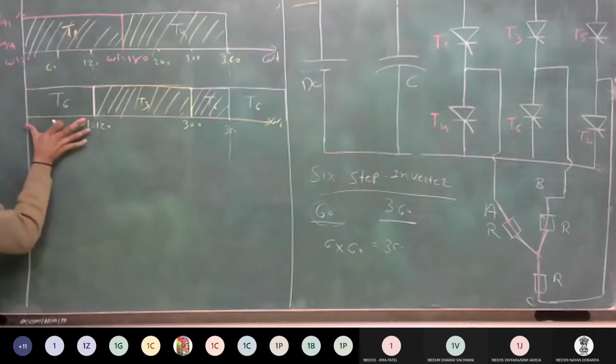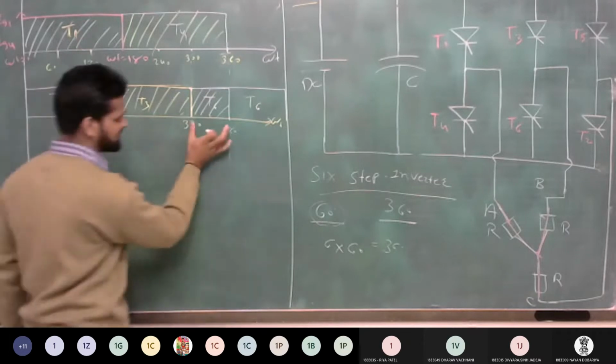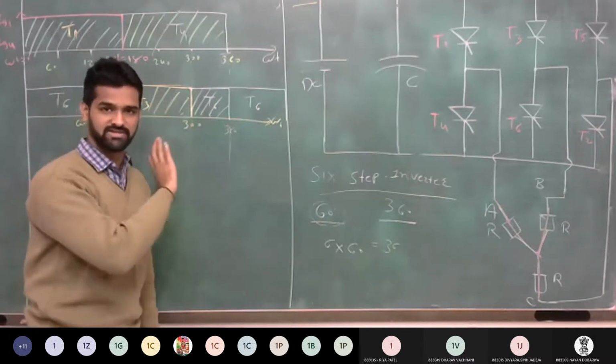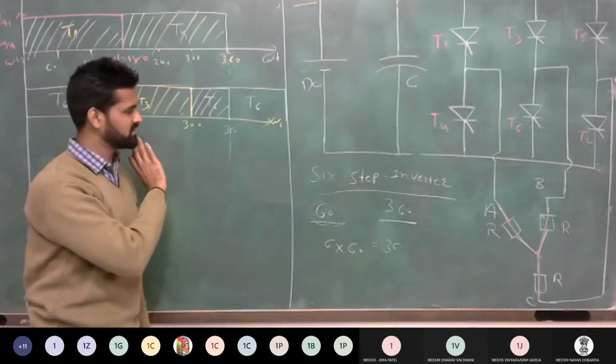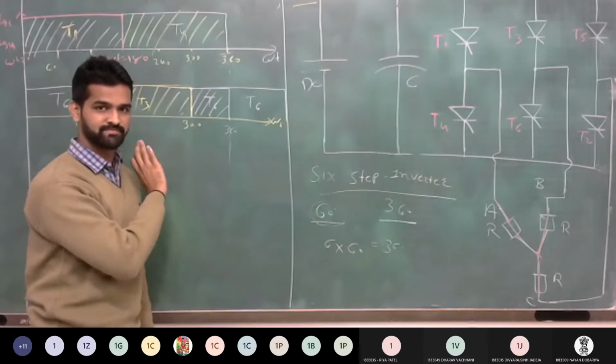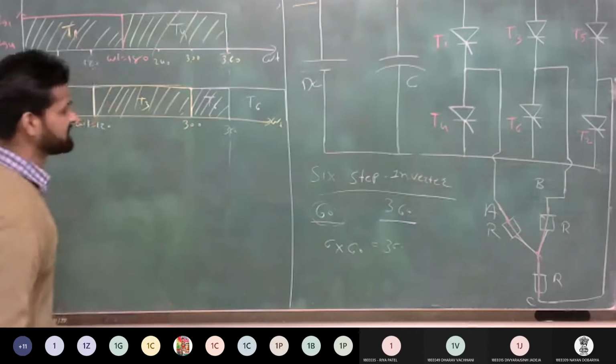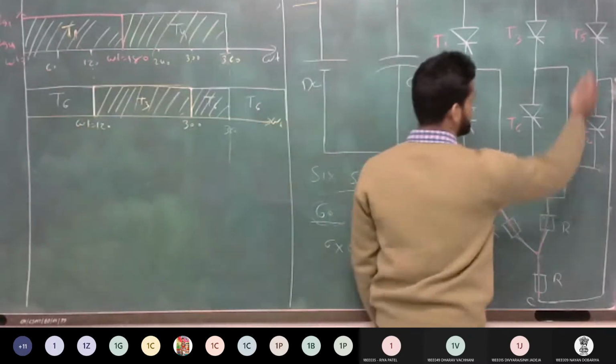So that you can see that here 120 degree and here 60 degree. All of you understand this? Yes sir. Okay. Now same way for the thyristors T5 and T6.